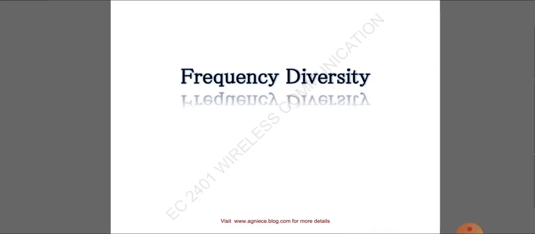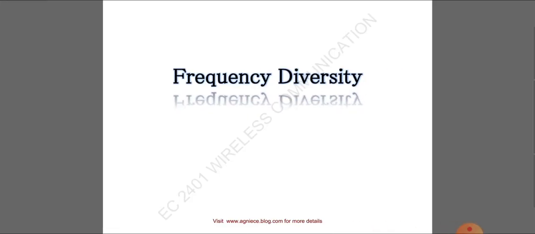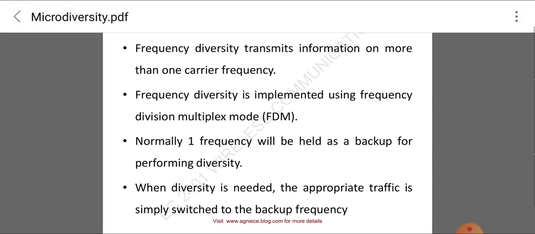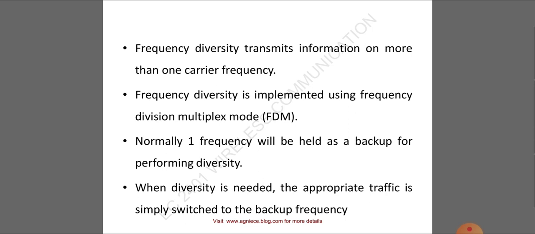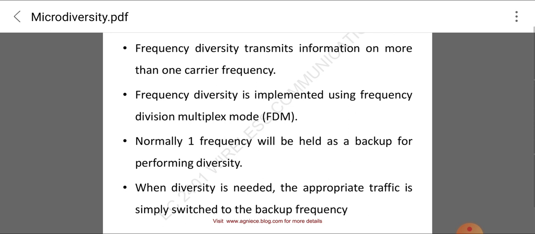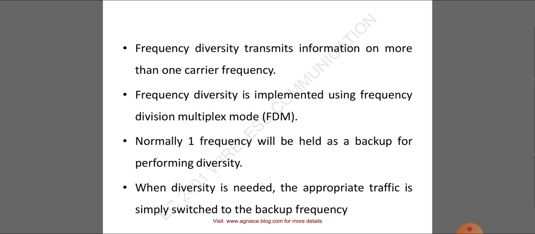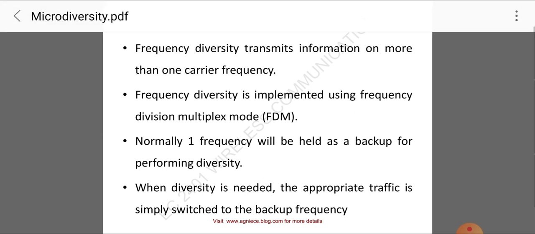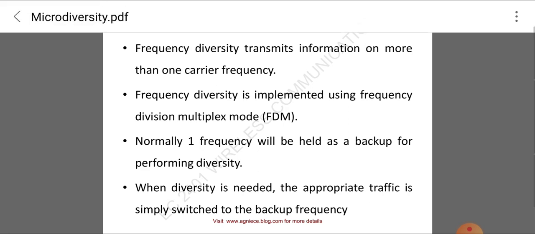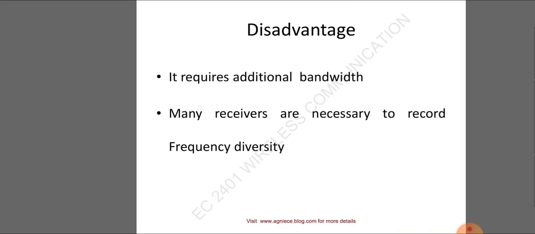Then the next diversity technique is the frequency diversity. The frequency diversity is used to transmit the information with more than one carrier frequency. So frequency diversity is implemented using frequency division multiplex mode. We know in FDM, for each channel we use a separate carrier frequency. Normally one frequency will be held as a backup for performing diversity. Whenever the diversity is needed, the appropriate traffic is simply switched to the backup frequency.